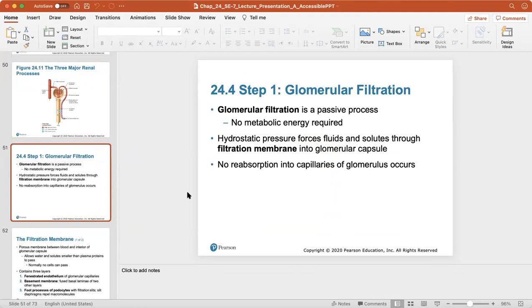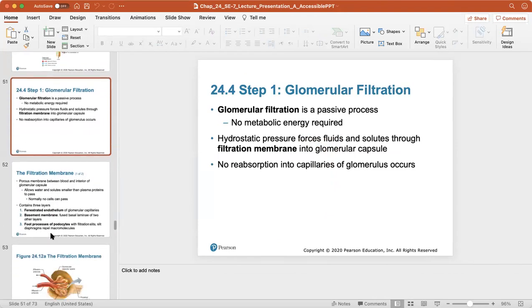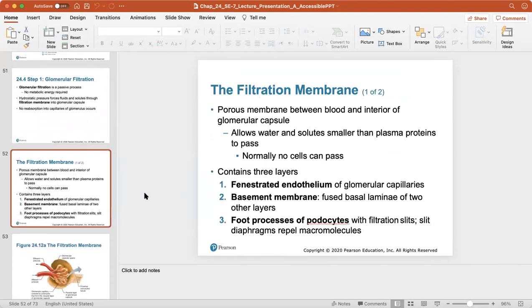So glomerular filtration is a passive process. No metabolic energy is required for this. We have hydrostatic pressure forces, which are forcing fluid and solutes through the filtration membrane into the glomerular capsule, and no reabsorption into the capillaries of the glomerulus occurs at this step. The filtration membrane is very important. It's a porous membrane between the blood and the interior of the glomerular capsule. It allows water and solutes smaller than plasma proteins to pass, and normally no cells can pass.